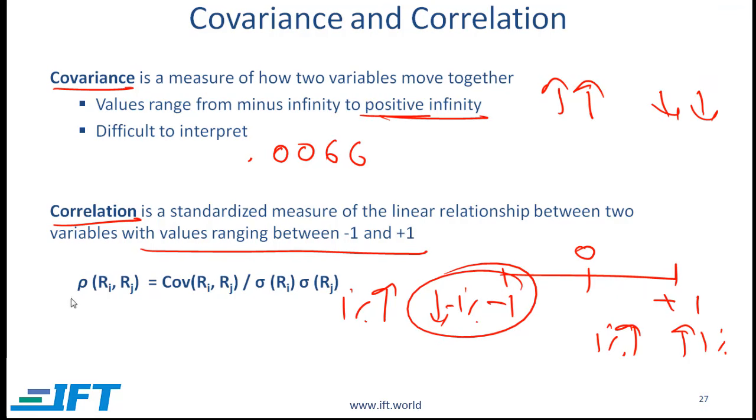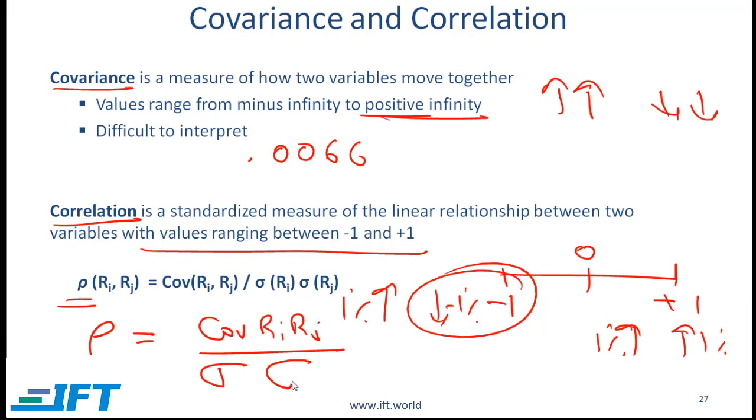The formula for calculating correlation, and this symbol is the symbol for correlation. So correlation is equal to the covariance between the returns on the two stocks divided by the standard deviation of the return on the first stock multiplied by the standard deviation of the return on the second stock. So you need to remember this formula. If you are given the covariance and the two standard deviations, you can compute the correlation.